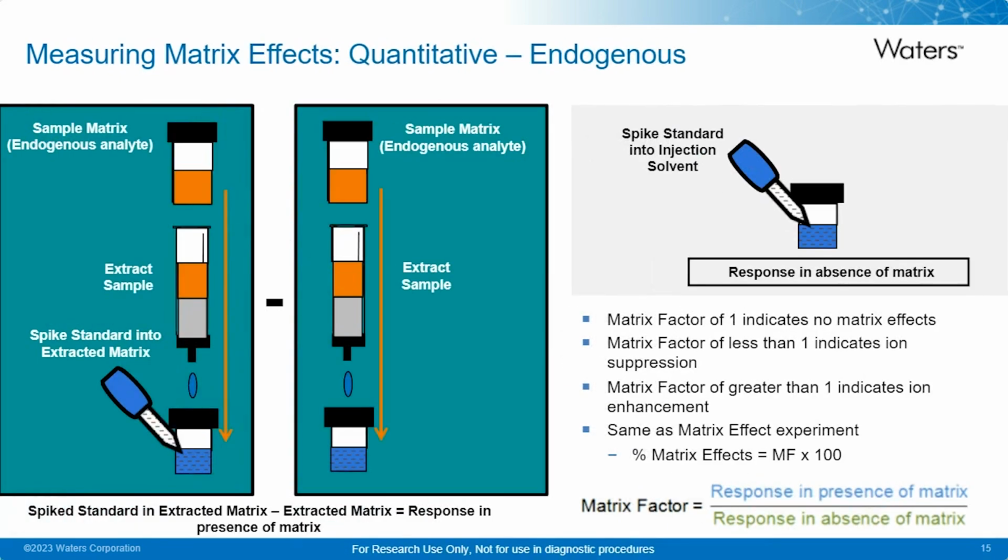So what we do is we take exactly the same approach. However, the response in the presence of the matrix is done by performing additional extracts of the matrix from each of the 6 individuals without any post-spiking of our analytes. And then the mean peak areas observed from the matrix-only samples are simply taken away from those with the post-spiking. And this will give us the response of that post-spike in the presence of the matrix, excluding those endogenous levels.